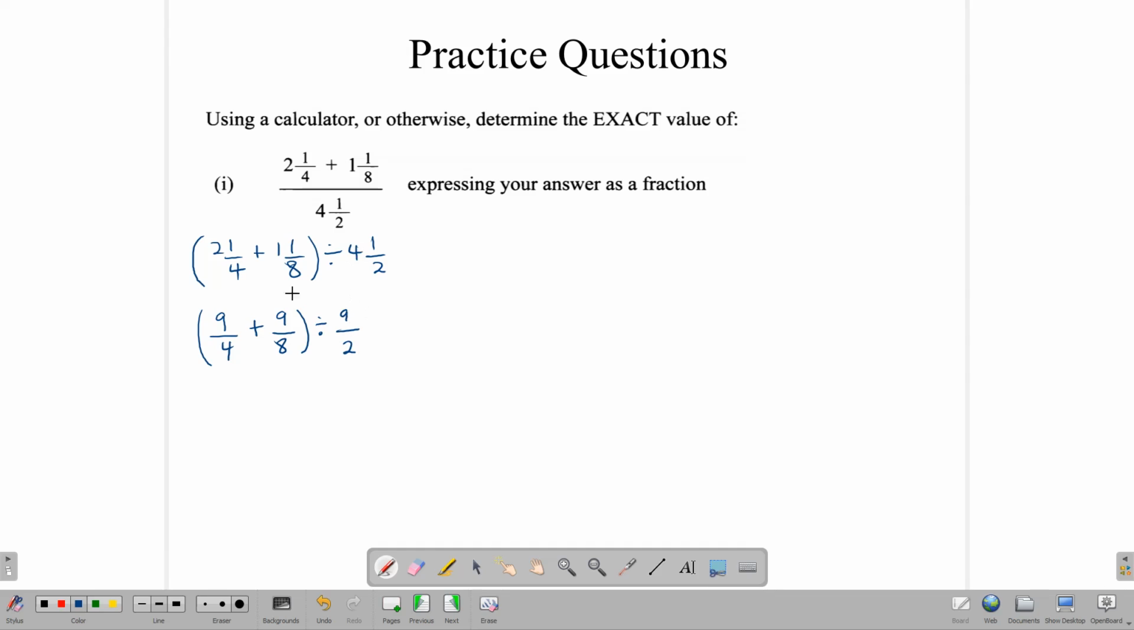Now notice that we have a bracket here, and according to our basic rules, some people say BODMAS, some people say PEMDAS. In either event, brackets come first or parentheses come first. So we have to do that before we do any form of addition and subtraction. So let's work out our bracket first.